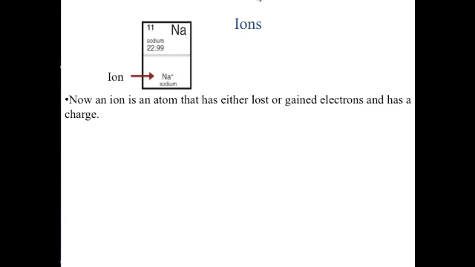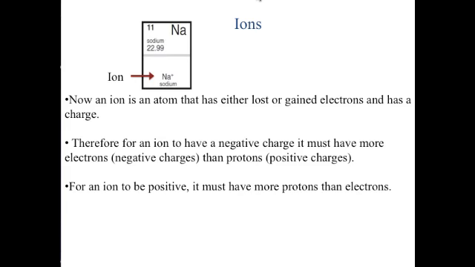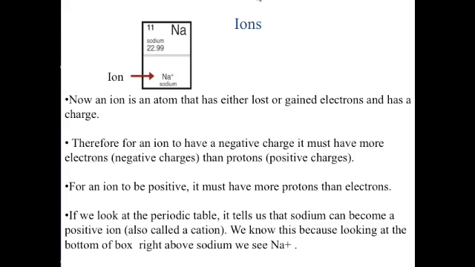An ion is an atom that has either lost or gained electrons and has a charge. Therefore, an ion that has a negative charge must have more electrons or negative charges than protons, which are positive charges. For an ion to be positive, it must have more protons than electrons. If we look at the periodic table, it tells us that sodium can become a positive ion. We know this because if we look at the bottom box at the bottom of the periodic table for sodium, we see the sodium is Na positive.